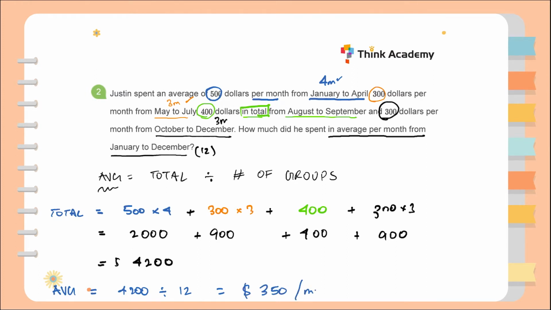$350 a month. Brilliant. So that is how much we spend per month. Remember, average is the total divided by the number of groups, right? In plain terms, average is the number about. It means, in plain terms, if we have a bunch of different groups, right?